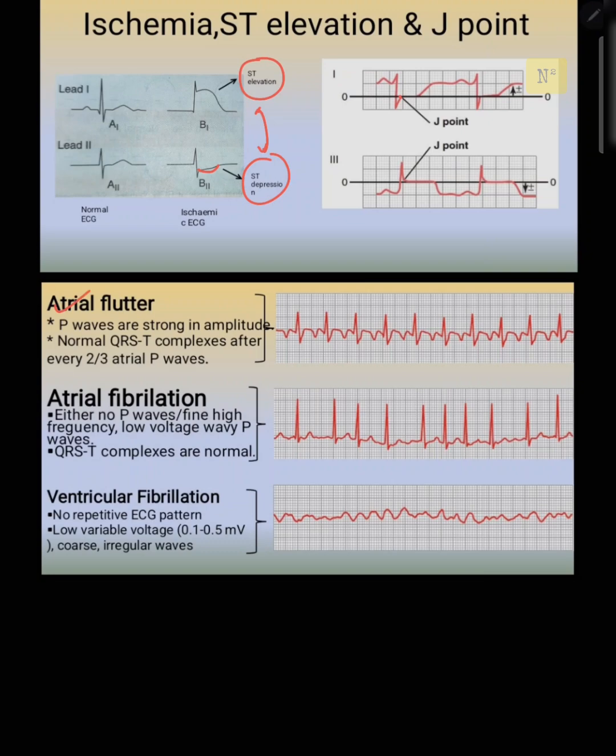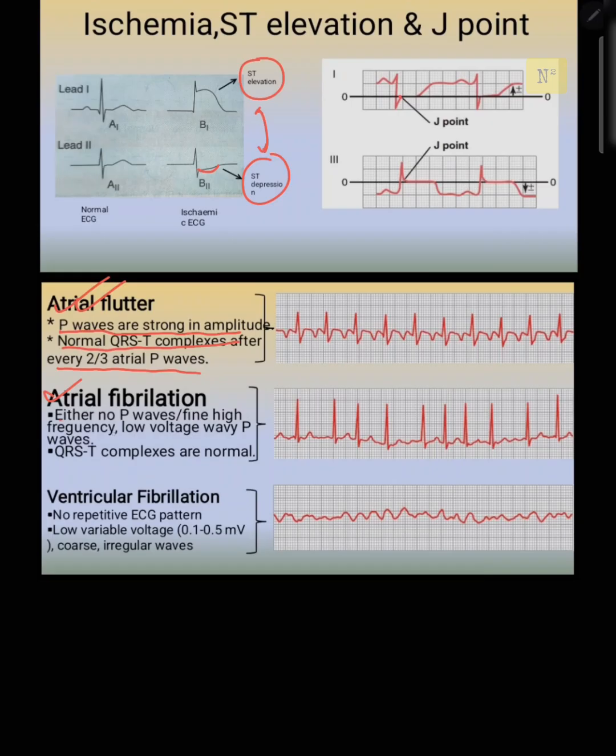The next is atrial flutter. It's a very fast moving beating heart in which the P waves are strong in amplitude, and a normal QRST complex after every 2 or 3 atrial P waves. So after every 2 P waves you will get a QRS complex. The P waves are strong in amplitude, that means you will get very high amplitude P waves. So the P waves will be bigger in morphology.